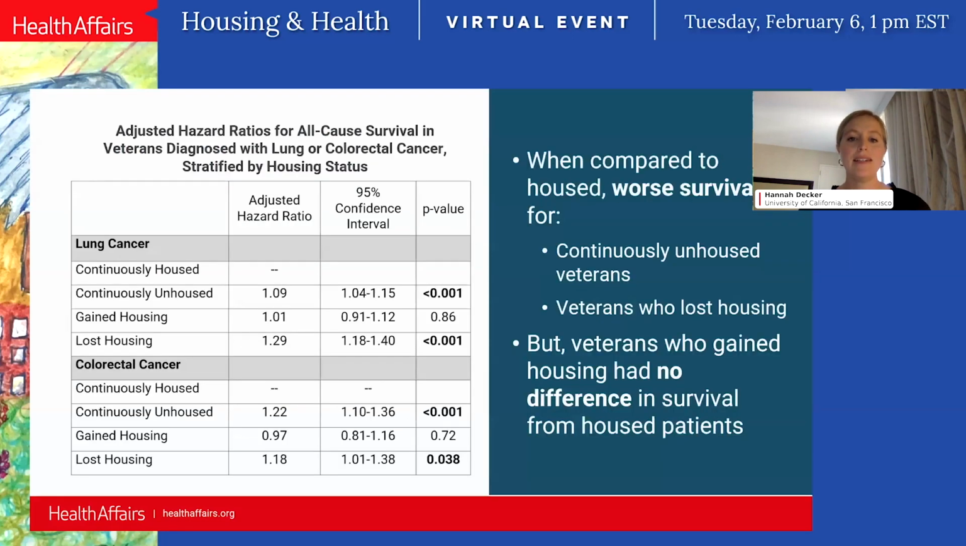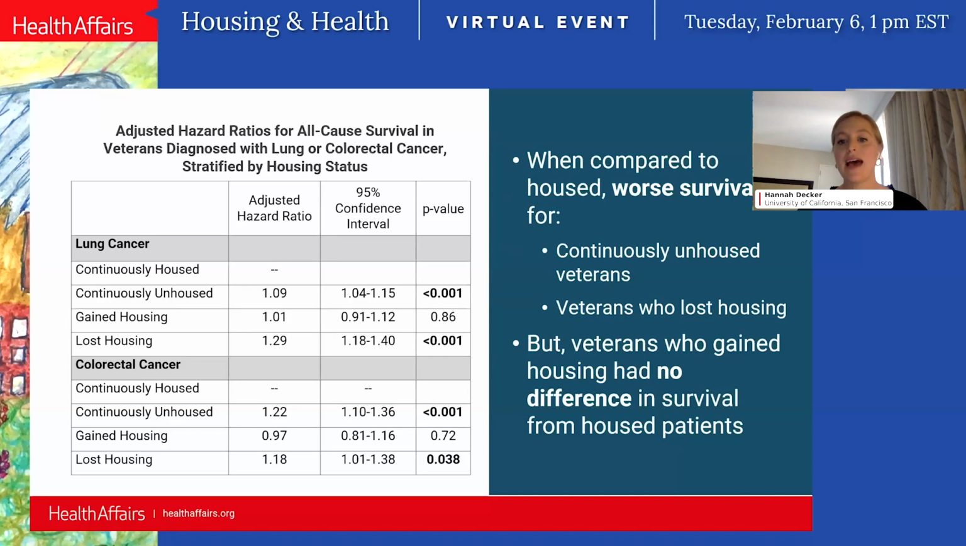Next slide, please. Again, our main research question was, are changes in housing status after cancer diagnosis associated with survival? And what we found is yes. When compared to continuously housed veterans, both continuously unhoused veterans and veterans who lost their housing after diagnosis had worse overall survival after diagnosis with lung and colorectal cancer. And this was true even after adjusting for variables that were different between the groups, including stage at diagnosis and other demographic variables.